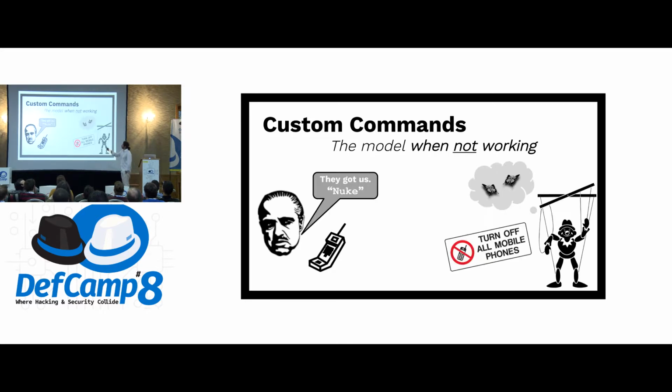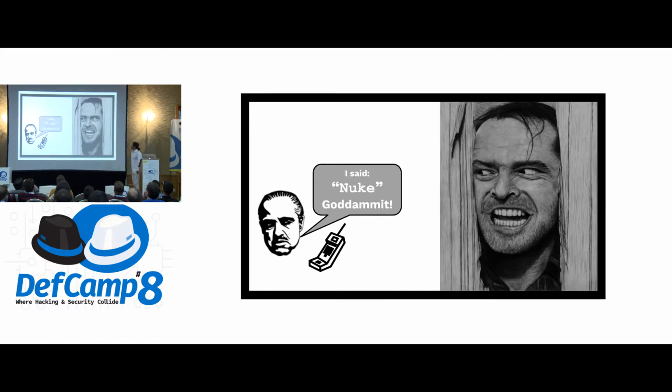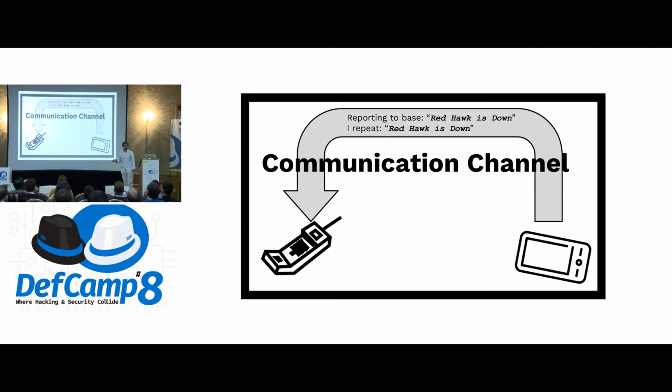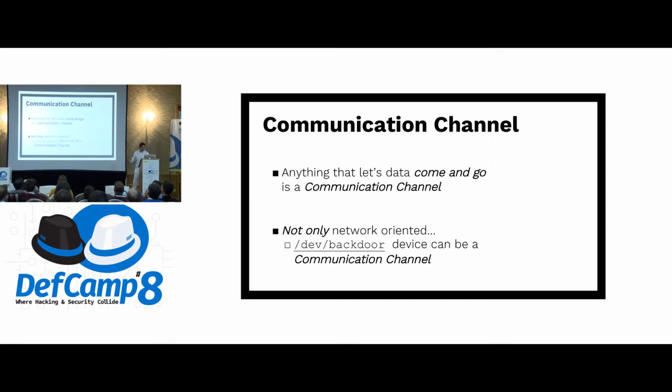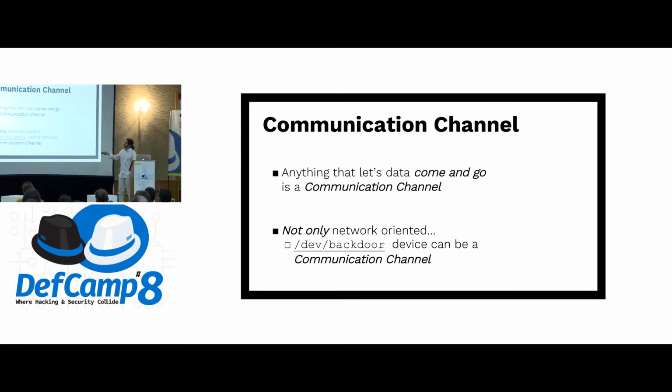But the other thing is, there's a problem. Nuke doesn't work. And we did pass it again. So, the thing that makes the custom commands work is the communication channel. Communication channels are everything. Everything that gets data to come and go is a communication channel. And it's not only network oriented. It could be local. Files are communication channels. And not in a traditional way.